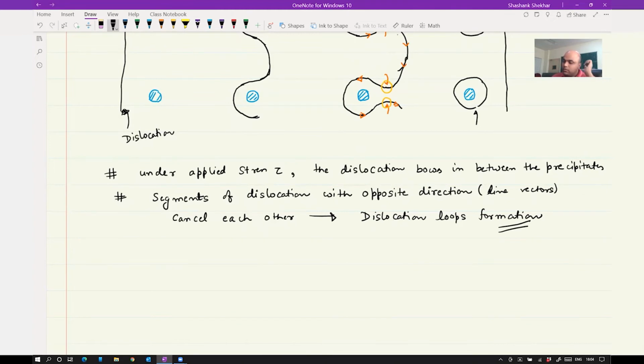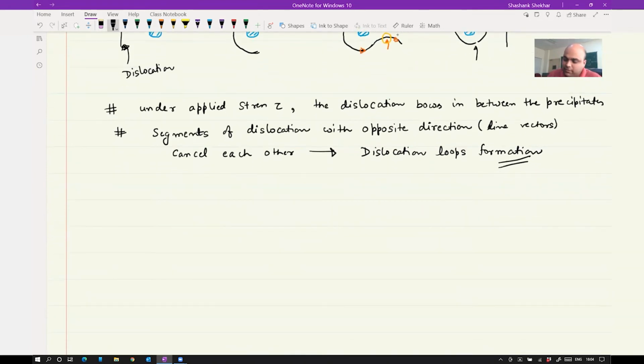Okay. So, if the precipitate size is larger, dislocations are going to bow around the precipitate. And if it is smaller, then the dislocation is going to cut through the precipitate, right? Now, as far as the stress is concerned, stress can be given as 2 alpha G b by lambda, where lambda is the distance between the two particles or precipitates.